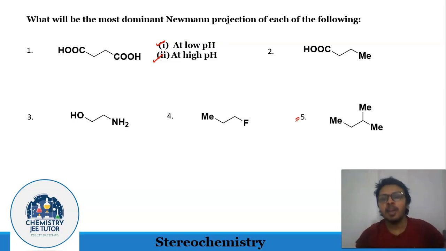We'll end this video here. In the next video we'll start how to interconvert projections. But before that, please solve these yourself so that you have a clear idea of Newman, Sawhorse, Fischer and wedge dash projections. These are all the projections that come in for exam point of view. There are no other conformation projections, and I hope you have understood all these projections.